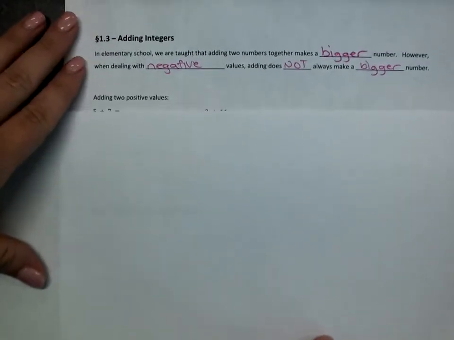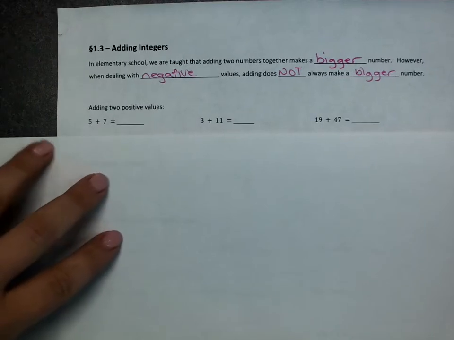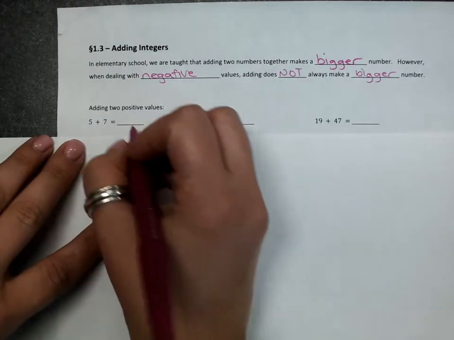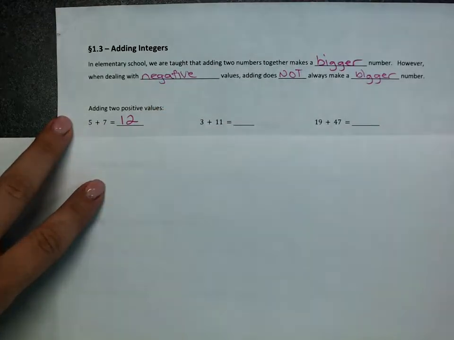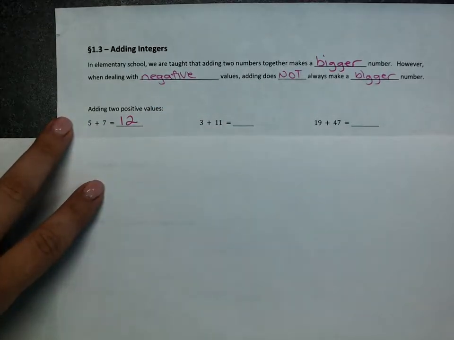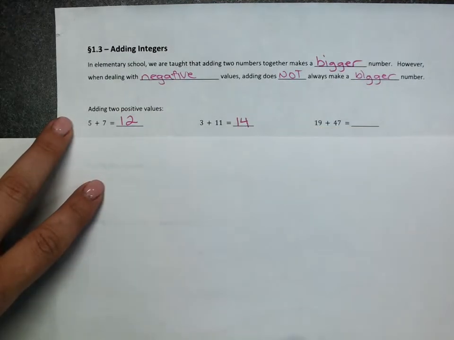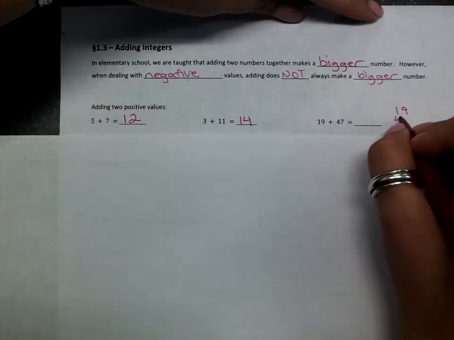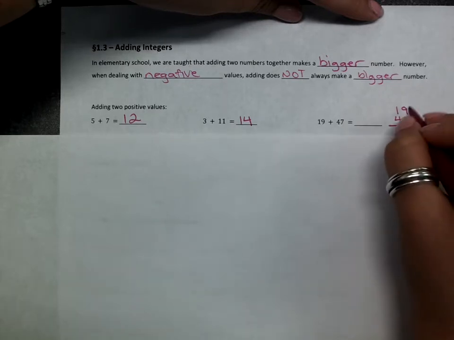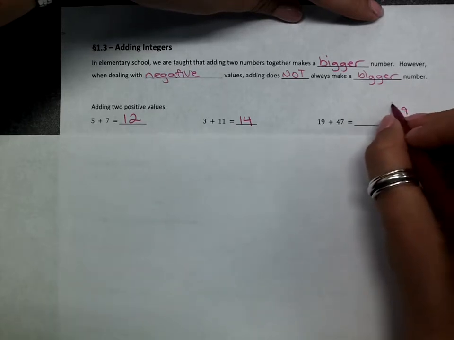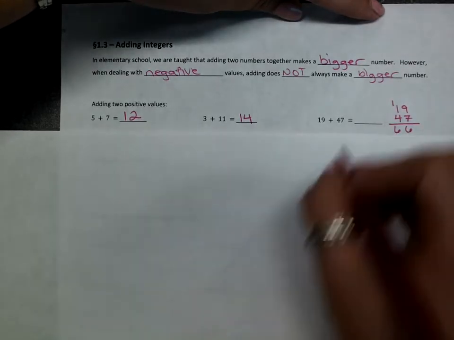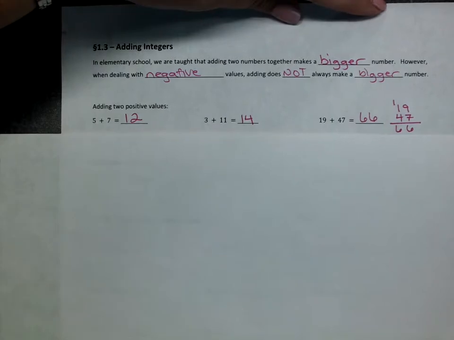So when we're adding two positive values together, it's just our basic adding. 5 plus 7, we add them together, we get 12. 3 plus 11, we get 14. 19 plus 47, we do not have a calculator, so we can stack these and add them together. 9 plus 7 is 16, carry the 1. 4 plus 1 is 5, plus 1 more is 6. So we can just add like we've always done.